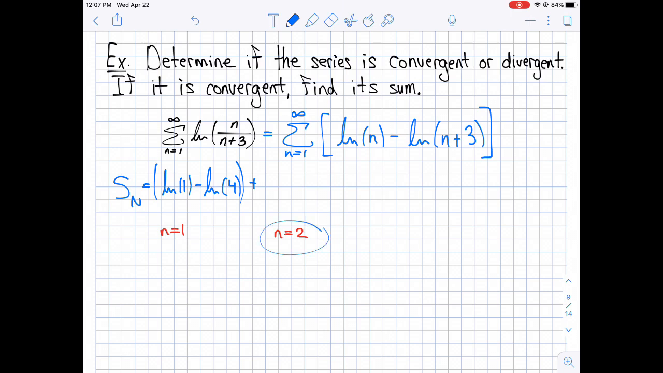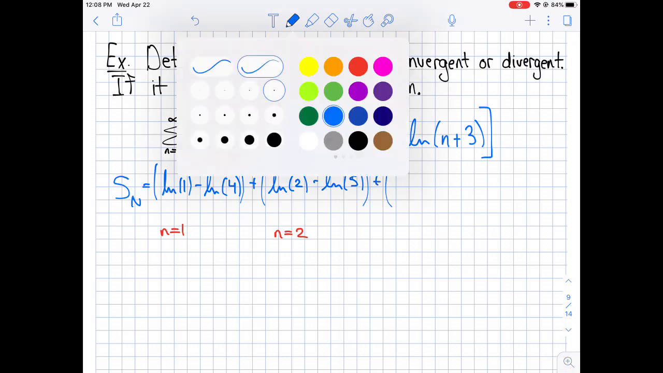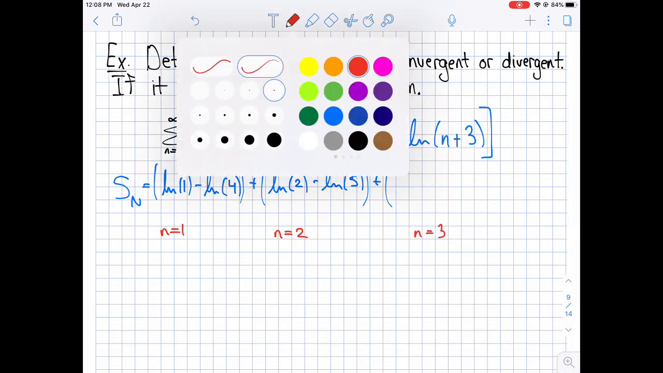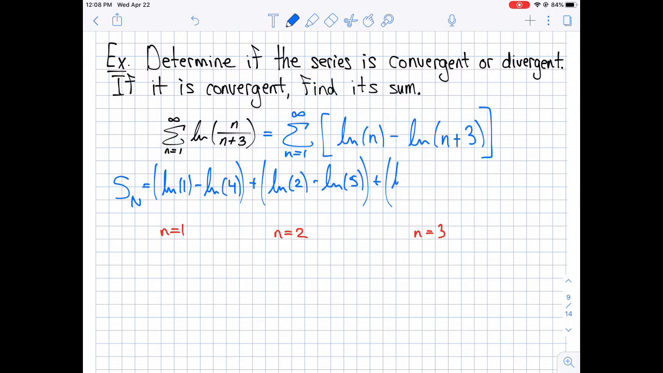And now we take a look at what happens if little n, our counter, is equal to 2. So now we have ln of 2 minus ln of 2 plus 3. That'll be minus ln of 5. And we want to keep going with this. So the very next term is going to correspond to n equal to 3. And we're going to get here ln of 3 minus ln of 6.